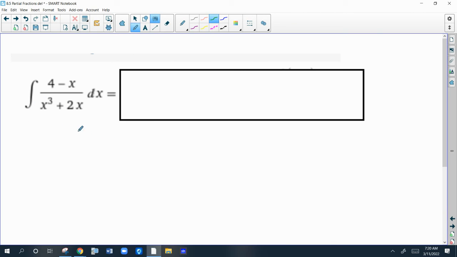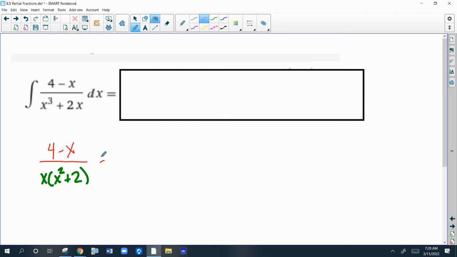So to do that, you have to factor the bottom into its linear factors and its irreducible quadratic factors. So this one's going to be pretty easy. X squared plus 2 is an irreducible quadratic because of the plus. If it was x squared minus 2, you could factor it into x plus root 2, x minus root 2, but it's not. So this is an irreducible quadratic. So that's where we're going to begin. We're going to determine the partial fraction decomposition here.